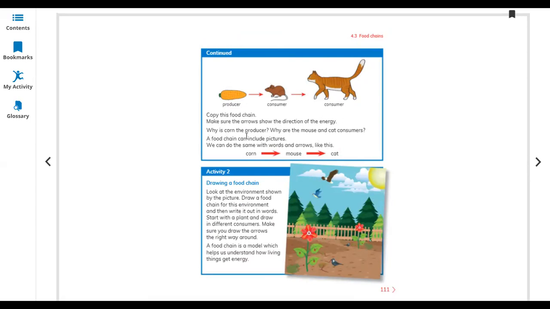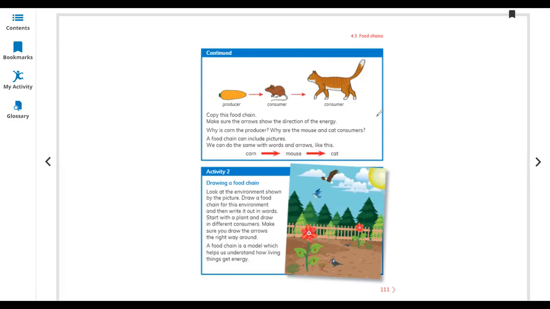What is the corn? The producer. Why is the corn the producer? Why are the mouse and cat consumers? So we can see here the producer gets energy from the sunlight. The corn, as a producer, makes its own food with the help of sunlight, and the mouse and cat eat other living things. So they are consumers.